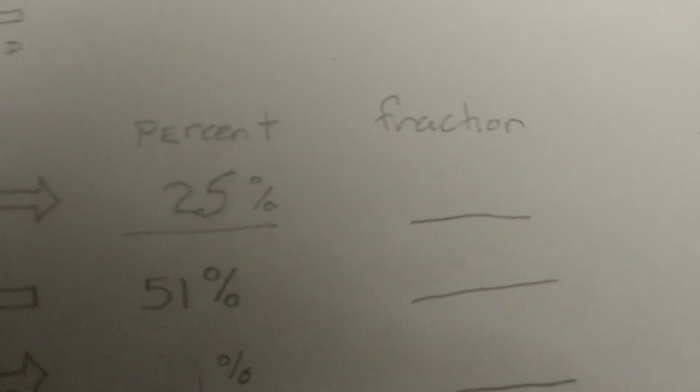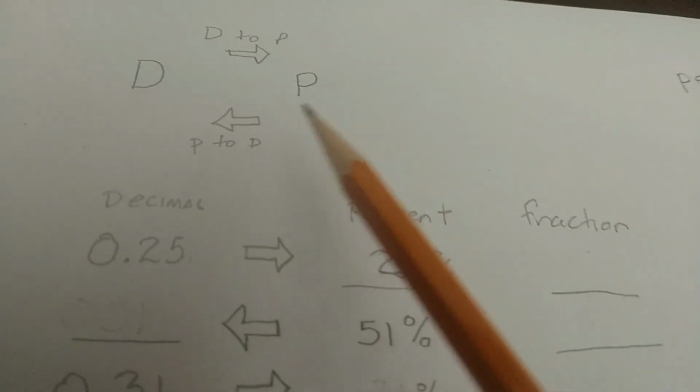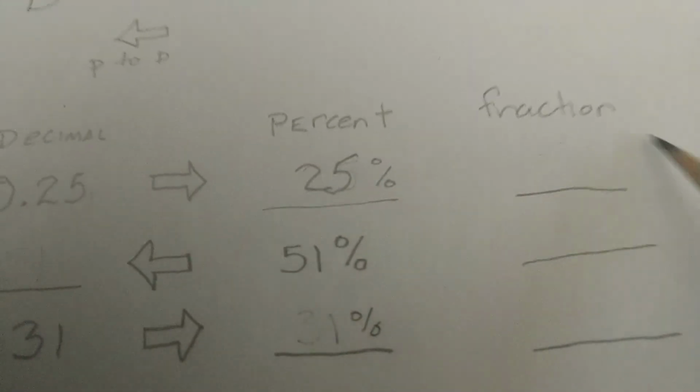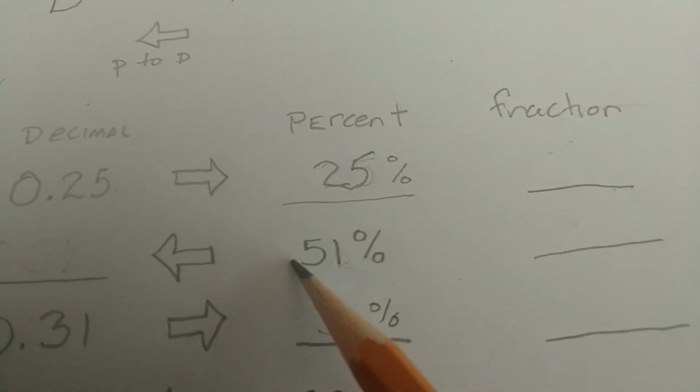And now our next one's 51%. Now we're going from percent to decimal, so we're going to go, as our guide tells us, from the right to the left. And so we take our decimal place, which we have to assume is right here, move it 2 places to the left, and we get 0.51. So we write that down, 0.51.